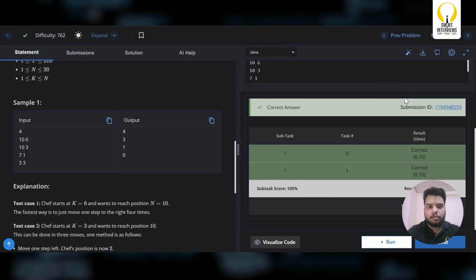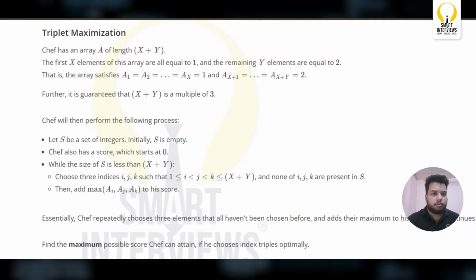Yeah, it works. Let's start with this problem, Triplet Maximization. Chef has an array A of length x plus y. The first x elements are 1, then the remaining y elements are 2. The array satisfies that from a1 to ax it is 1, from a(x+1) to a(x+y) it is 2. It is guaranteed that x plus y is a multiple of 3.